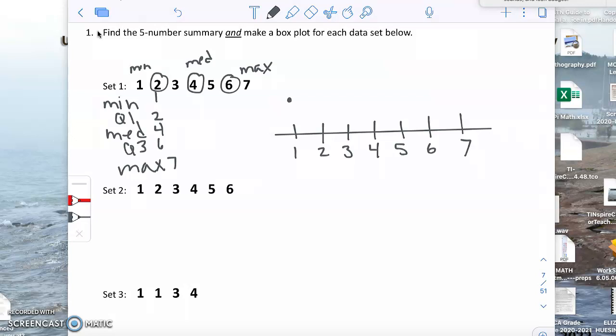So the minimum is a dot, Q1 is a line, median is a line, Q3 is a line, and the max is 7. So this one looks a little bit more symmetrical than our other one did there. And we have our box plot.